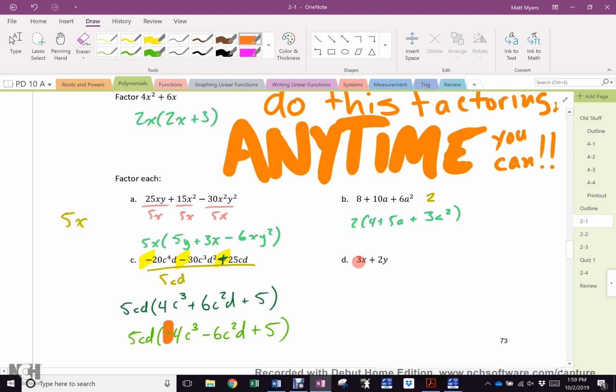What about that one? Yeah, there isn't a greatest common factor, is there? Because 1 is everybody's factor. So this one just does not factor.